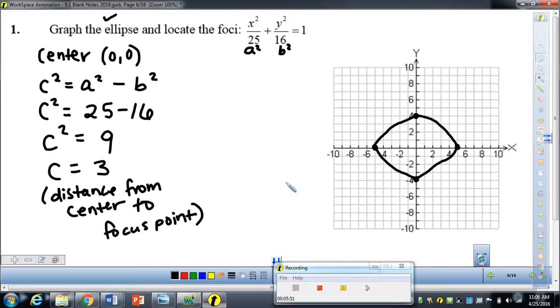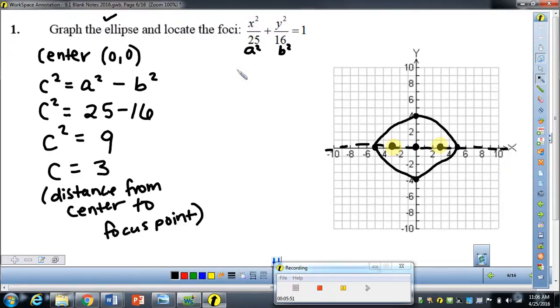Okay, now we know that the focus points, the foci, are going to lie along the major axis. So let's actually draw a dotted line through the major axis. This is going to be on the x-axis because this side is longer. And let's also put in the center. So the distance from the center to each focus point is 3 spaces. So we're going to count 3 spaces over, 1, 2, 3. And on the other side, 1, 2, 3. So these are the foci here. I'm going to highlight them.